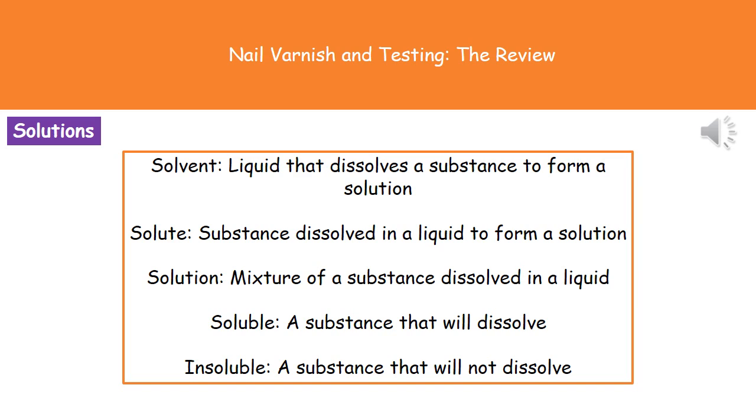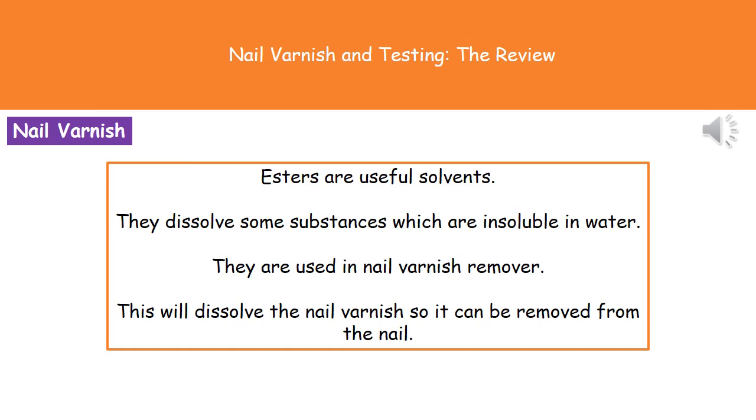Now, hopefully these are ones that you've encountered way back in year 7, but because obviously that was quite some time ago, we'll go over them just in case. So, a solvent is the liquid that dissolves a substance to form the solution. The solute is the substance that's actually dissolved. Your solution is the mixture of the substance dissolved in liquid, or the solute plus solvent. Soluble is a substance that will dissolve, and insoluble is a substance that will not dissolve.